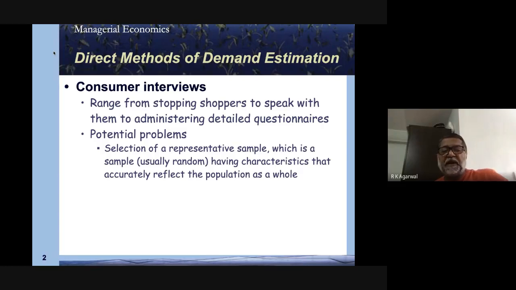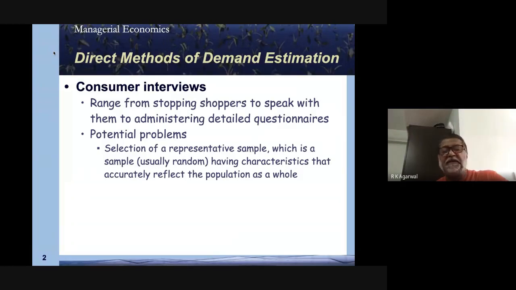Normally samples are random, having characteristics that accurately reflect the population as a whole. Now again, this is a topic which you should thoroughly study, how to collect samples. There are different selection techniques like random samples and non-random samples. You have simple random sample, you have clustered sample, you have area sample, you have systematic sampling, you have stratified sampling. There are many of them. So this is what is supposed to be done.